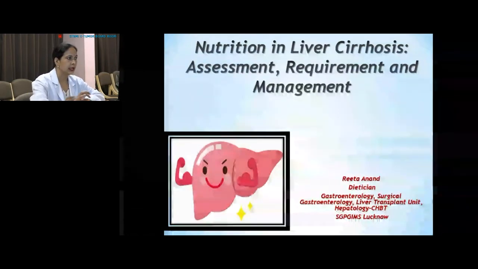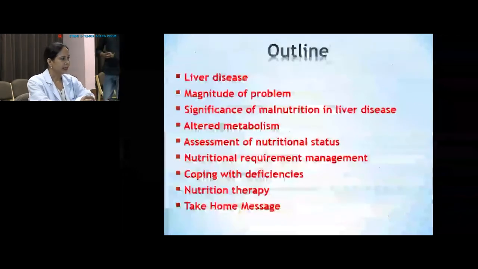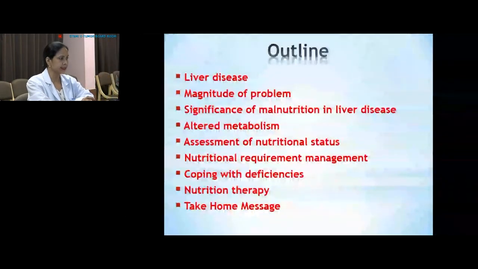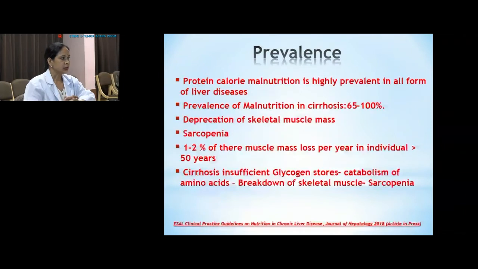The outline is: liver disease, magnitude of problems, significance of malnutrition in liver disease, altered metabolism, assessment of nutritional status, nutritional requirement and management, coping with multivitamin and mineral deficiencies, nutrition therapy. So, prevalence of liver cirrhosis and protein calorie malnutrition. I am going to talk about only nutrition, not about the prevalence of cirrhosis.